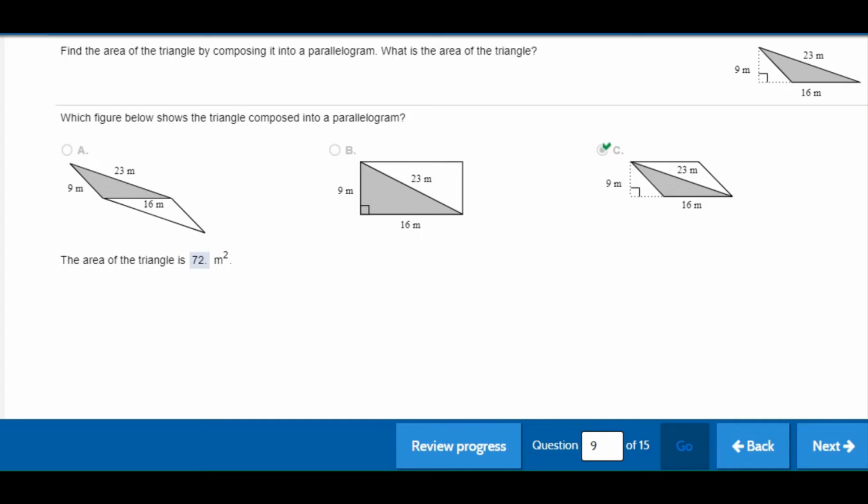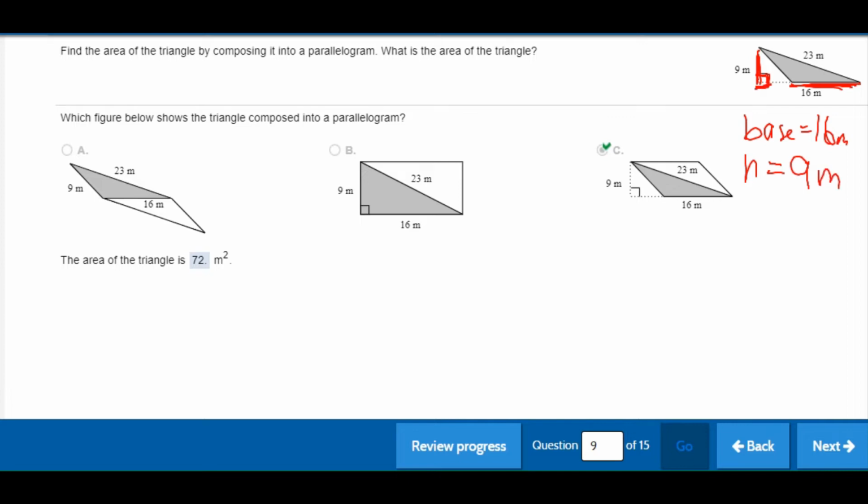So if we look here, C is the correct answer. Because if we look here, we have a base of 16, and the base and the height must be perpendicular to each other, which means they intersect and form a 90-degree right angle. So since our 90-degree right angle is right here, the base must be equivalent to 16 meters, and the height is equivalent to 9, because that is where the two lengths meet up with that 90-degree right angle.